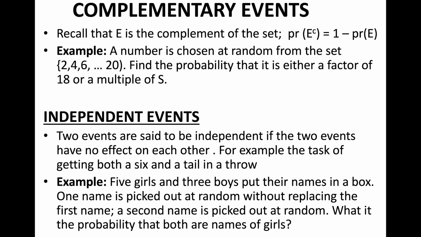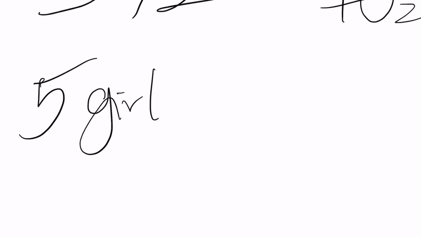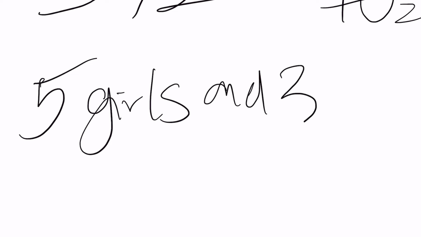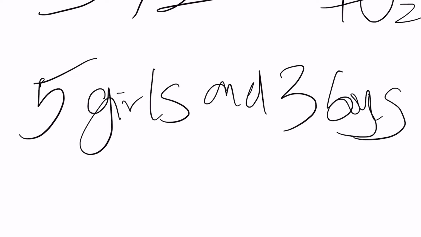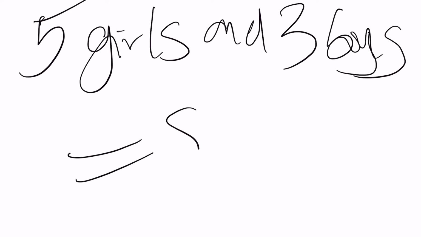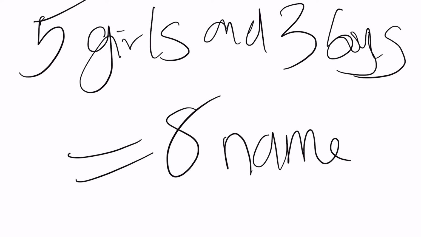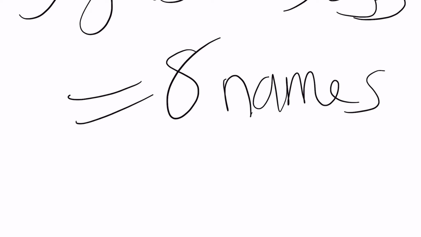So an example under this: 5 girls and 3 boys put their names in a box. So we have 8 names in a box. One name is picked out at random. When one name is picked out at random without replacing the first name, a second name is picked out at random. What is the probability that both are names of girls?